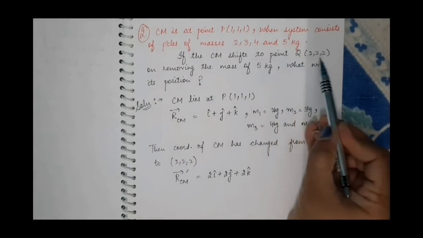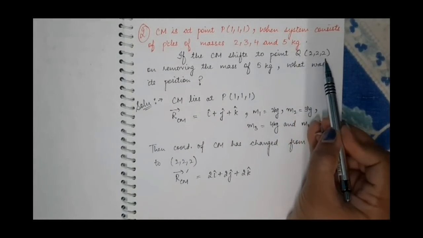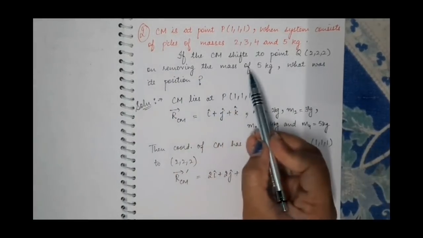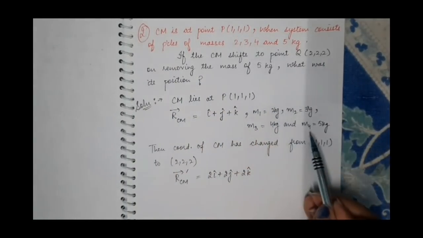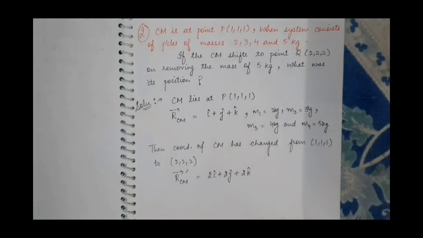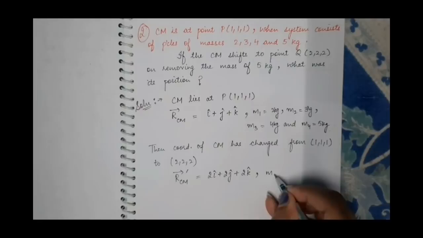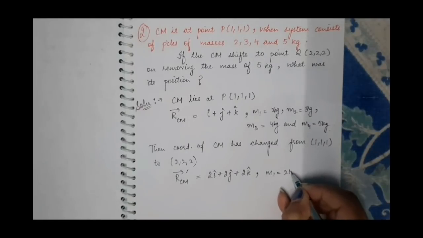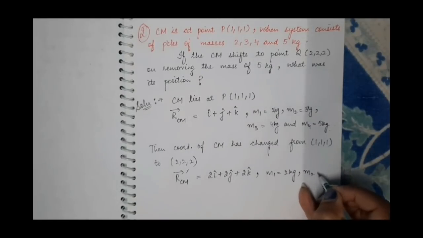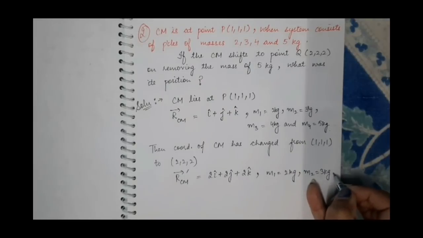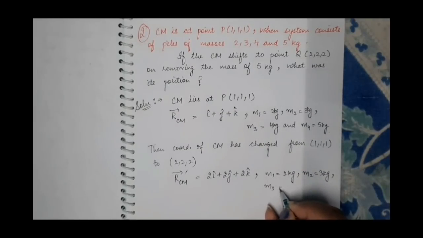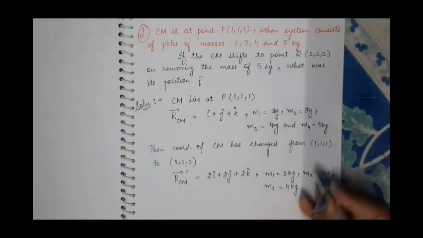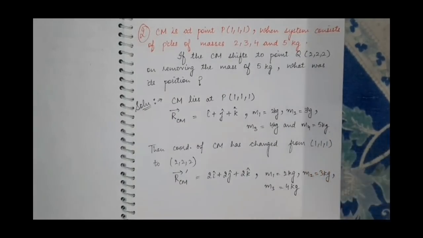This is the new center of mass. Why? Because they have removed the mass of 5 kg. They have removed this mass m4. So now the system has only 3 masses: m1 that is 2 kg, m2 that is 3 kg, m3 that is 4 kg. m4, which is 5 kg, has been removed.